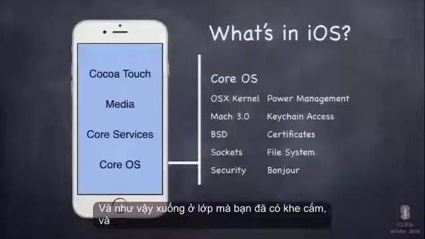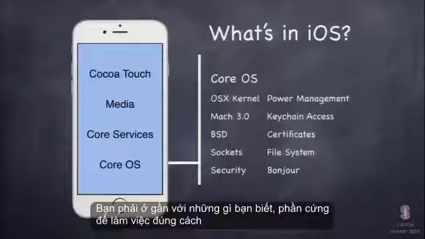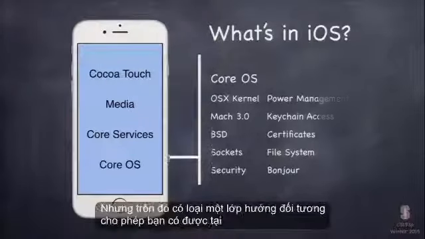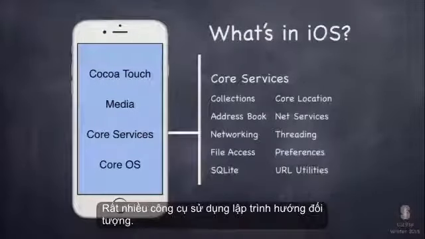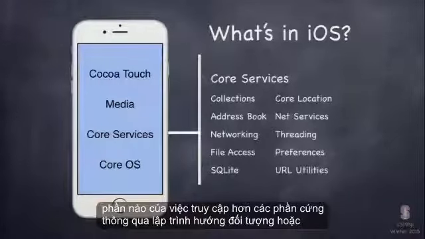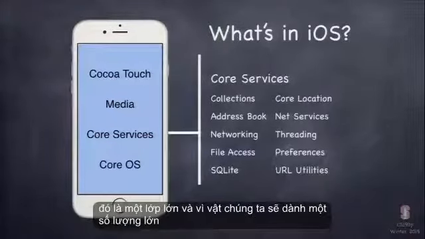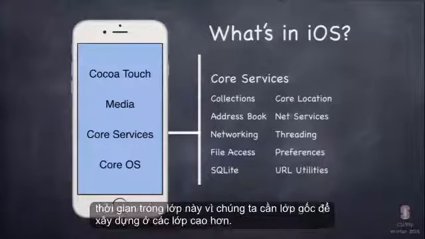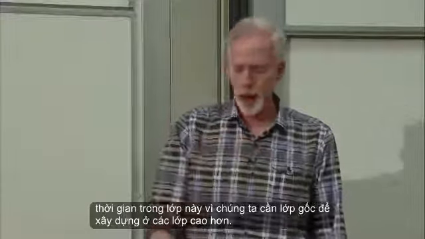And so down at that layer, you've got sockets and you've got permissions and things like that that have to be near the hardware to work properly. But above that, there's kind of an object-oriented layer that lets you get at a lot of that stuff using object-oriented programming. Okay, and this stuff is not UI oriented. It's more kind of accessing the hardware through object-oriented programming or accessing networking through object-oriented programming. But it's a big layer there. And so we will spend a fair amount of our time in this layer because we need those primitives to build at the higher layers.